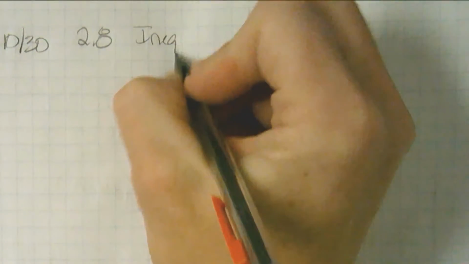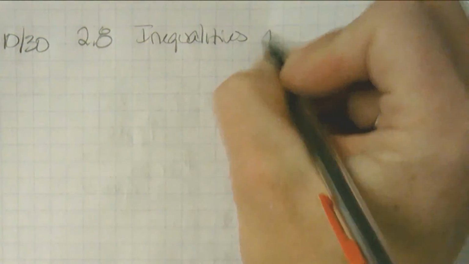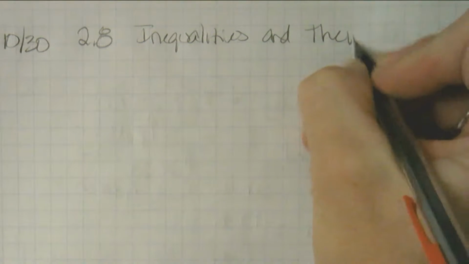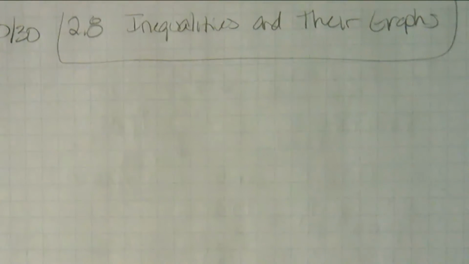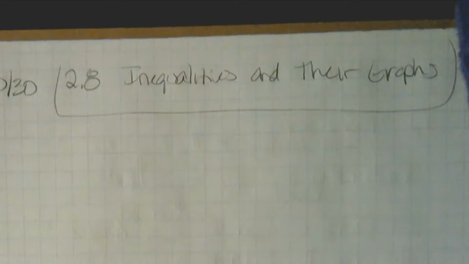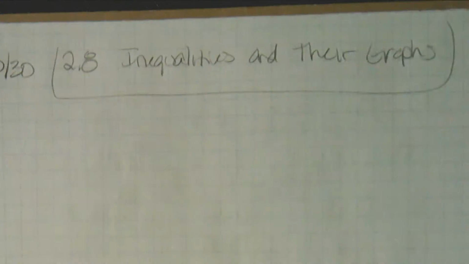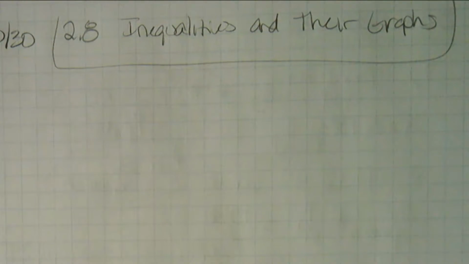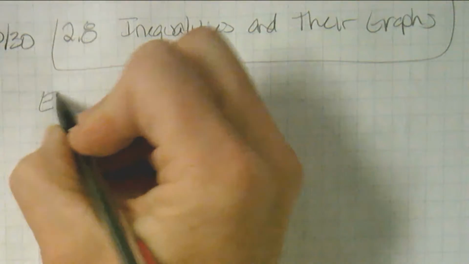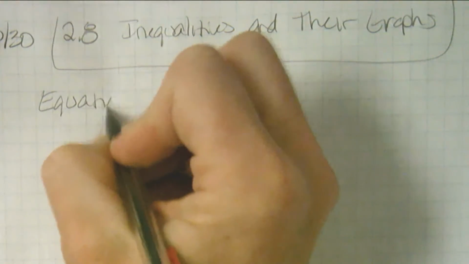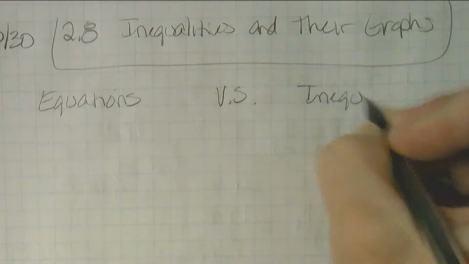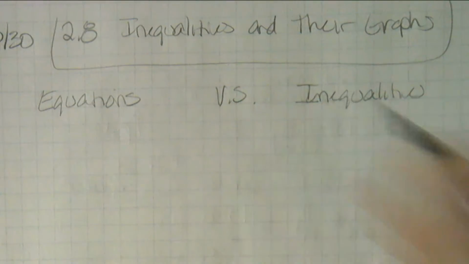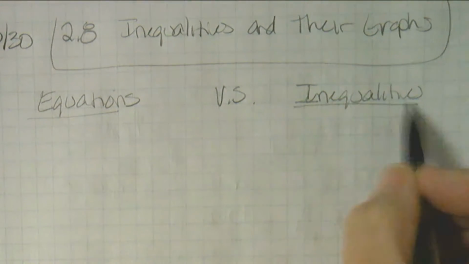All right, Chapter 2, Section 8. What we're going to be talking about are inequalities and their graphs. Inequalities and their graphs. I first need to go over with you what an inequality is. So let's do a quick comparison between equations versus inequalities.